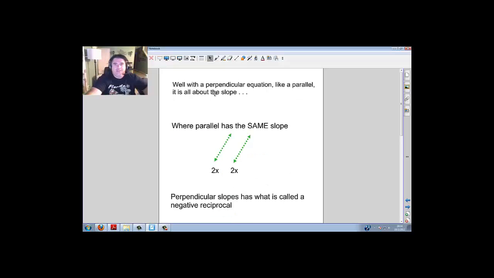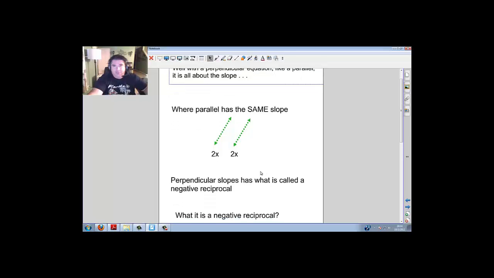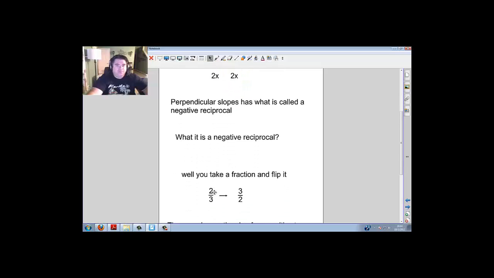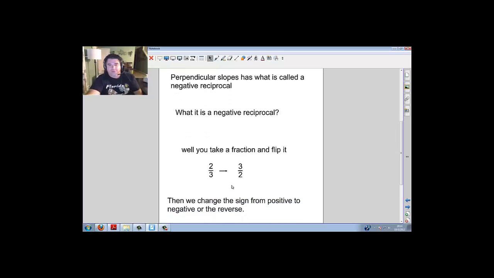Well, with a perpendicular equation like a parallel, it's all about the slope. Where parallel has the same slope, perpendicular slopes use what's called a negative reciprocal. Now, what is a negative reciprocal? Well, you take a fraction and you flip it. So instead of 2/3, 3/2. So top becomes bottom, bottom becomes top. So 2/3, 3/2. That's a reciprocal.